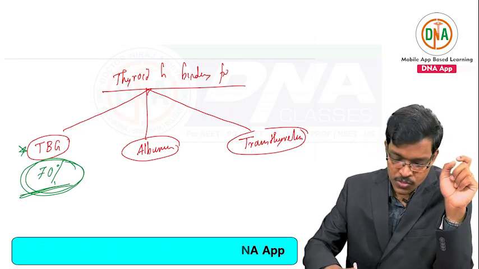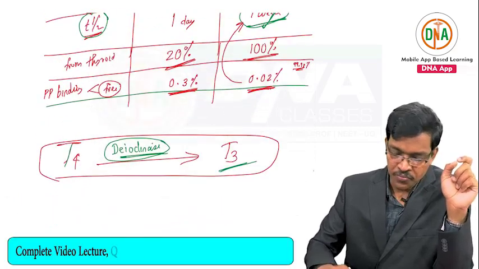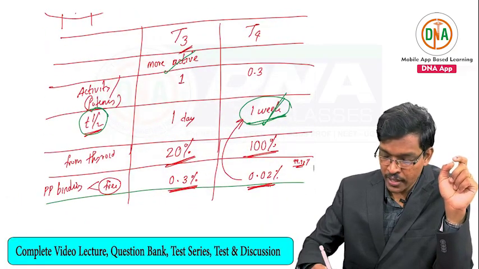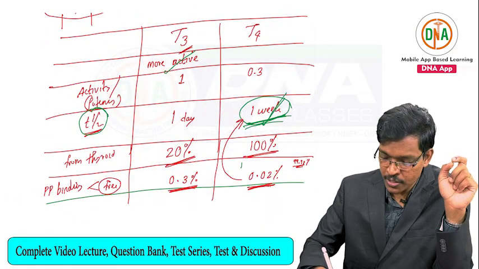So that is the significance of this. Half-life is prolonged because of increased plasma protein binding.